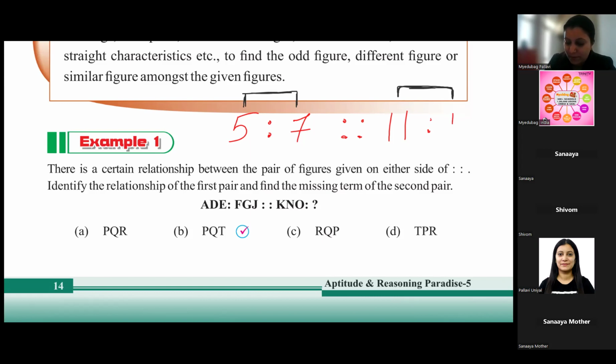And what was the relation? In the first pair, the number is being added. It has increased by 2. So plus 2 on both sides, we'll get 13. In this way, we'll have analogies based on letters or numbers. Then we have analogies based on shapes also. I'll share some questions on that also. We'll do it later.